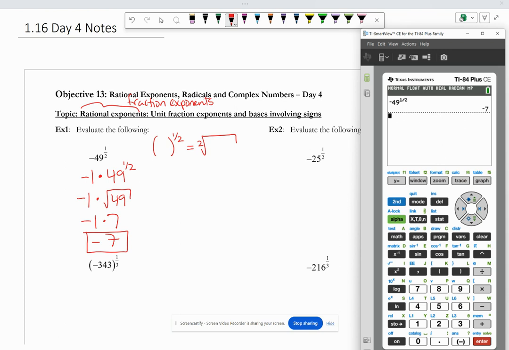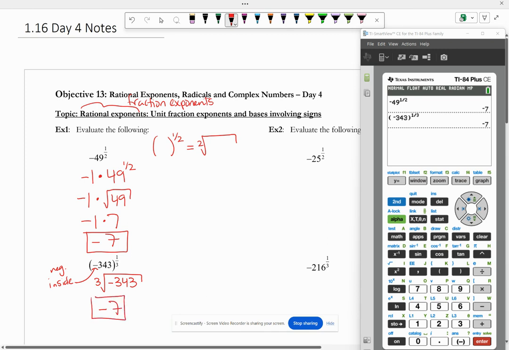The example below that is negative 343 to the 1/3. You'll notice the negative is inside this time. So that's okay to do when we have odd roots. This is the same thing as taking the cube root of negative 343, which I can do by raising negative 343 to the 1/3. So I'll show you that. Negative 343 to the 1 divided by 3. That'll get me negative 7 again.